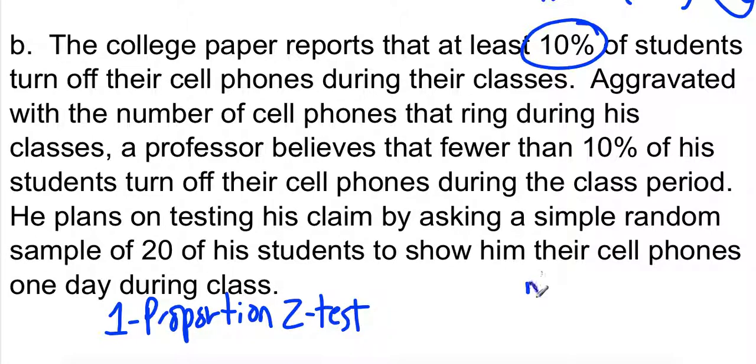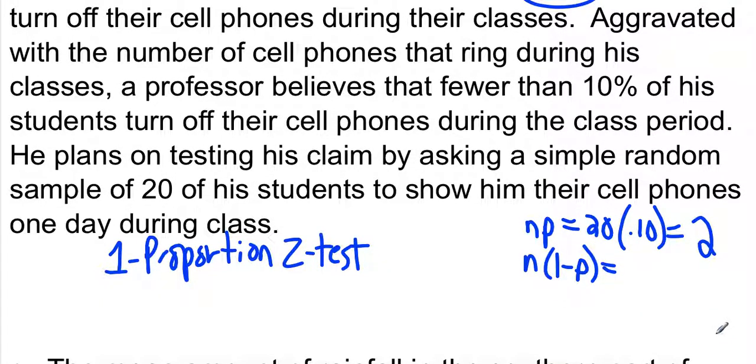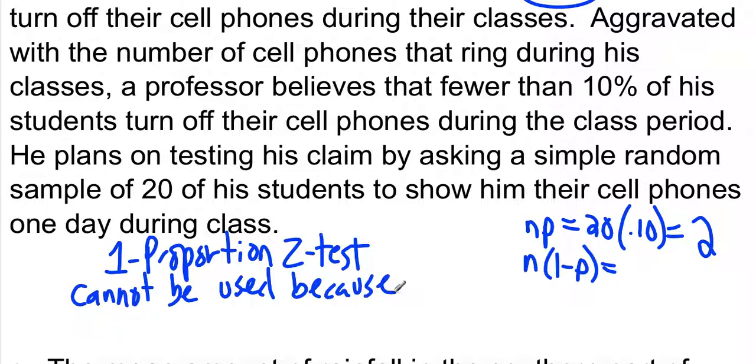So now we need to check if our sample size is large enough. np and n(1 minus p). So he is asking 20 students. Our proportion is 10%. And when he does that, he gets 2. And remember, this needs to be greater than 5. So I'm not even going to bother to check the other one. This does not meet our criteria for the 1 proportion z-test. So we're going to say 1 proportion z-test cannot be used because the sample size is too small.